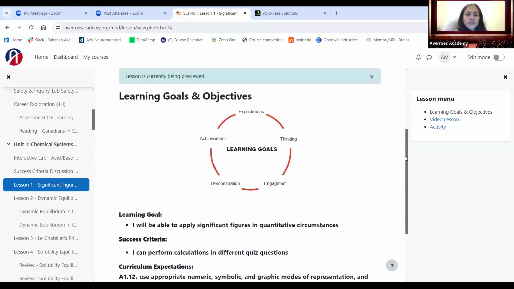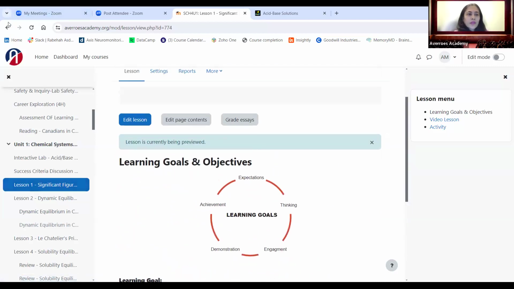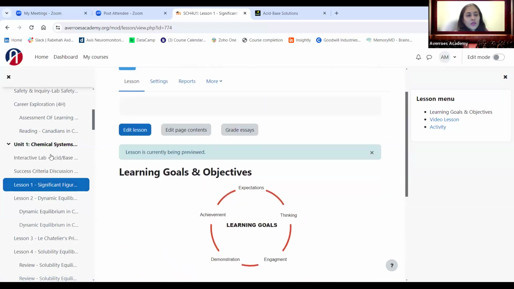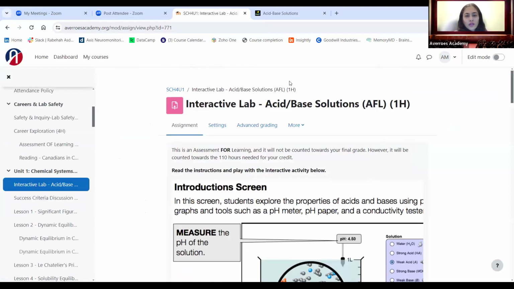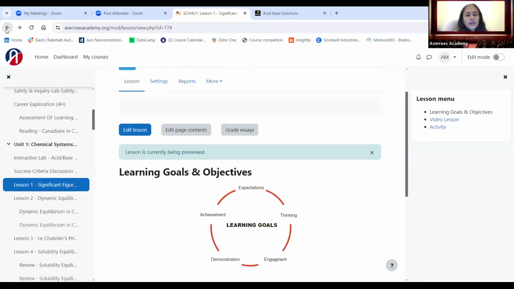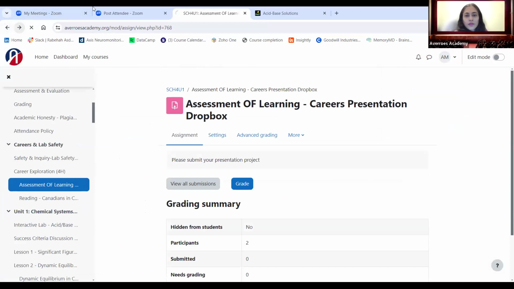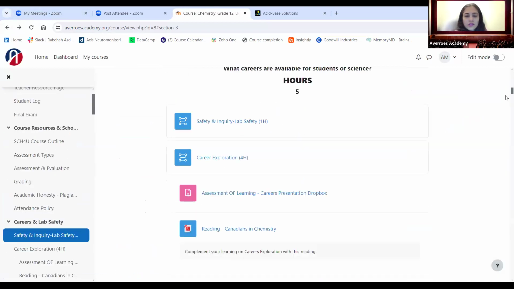The subject is going to be significant figures for Unit 1. We've kind of played with our interactive lab a little bit, and then we're going to go ahead and move on.